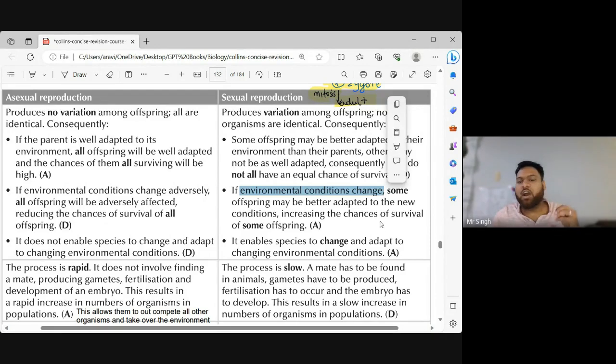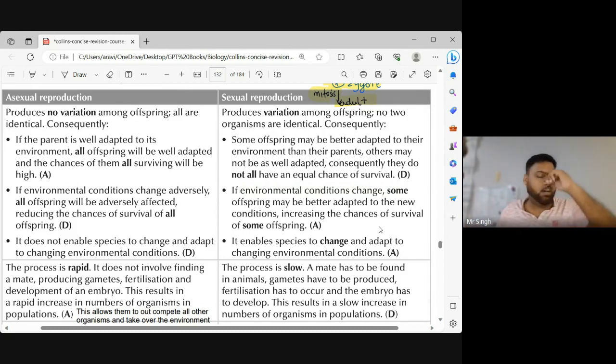So once environmental conditions change, sexual reproduction has variation in it to allow some organisms to be better adapted to the conditions, right? So you have two organisms here, a mommy and a daddy. The mommy and the daddy are going to produce offspring, right?